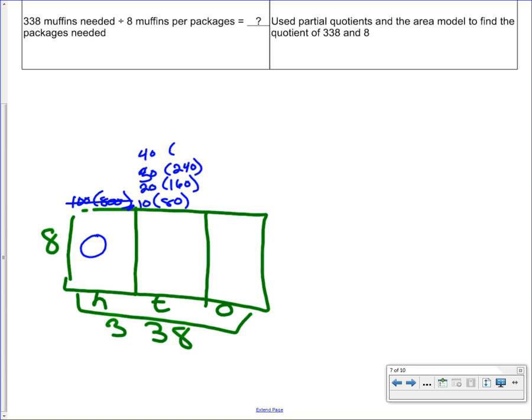40 would be 320. I'm at 338. Maybe I can go bigger. Let's see. 50 would be 400. Oh, too big. Can't do that. So I'm going to give each group 40. That's worth 320. And so we're going to do 320 down here, subtract it, and I get 18.